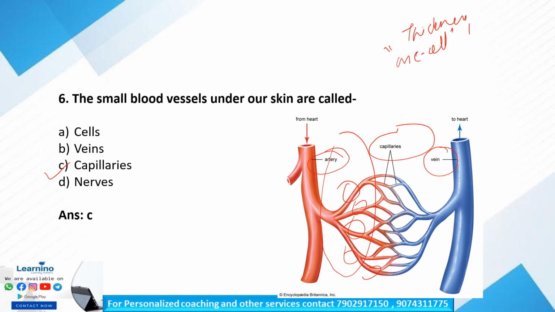So the exchange of substances between the surrounding cells and the blood occurs across the walls of the capillaries. Is it clear? So the smallest blood vessels under our skin are called capillaries. It is 1 cell thick. Okay, so it is divided into branches of tubes that carry blood to all parts of the body, and the exchange of substances between the surrounding cells and the blood occurs across the walls of the capillaries. Is it clear? So the smallest blood vessels under our skin are called capillaries. So next question, question number 7.